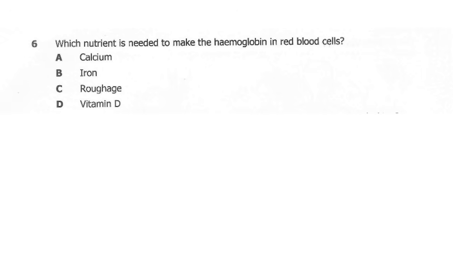Question 6. Which nutrient is needed to make the hemoglobin in red blood cells? A, calcium. B, iron. C, roughage. D, vitamin D. Leave your answer in the comment section.